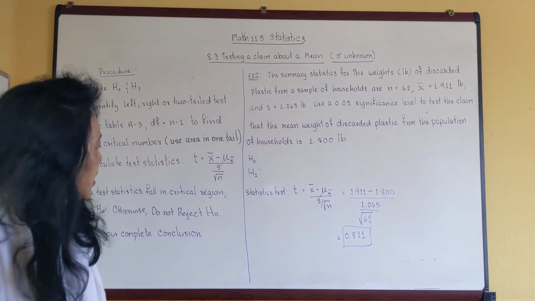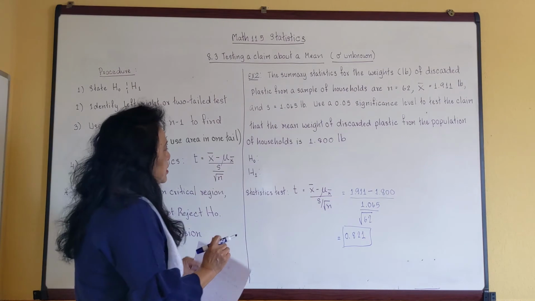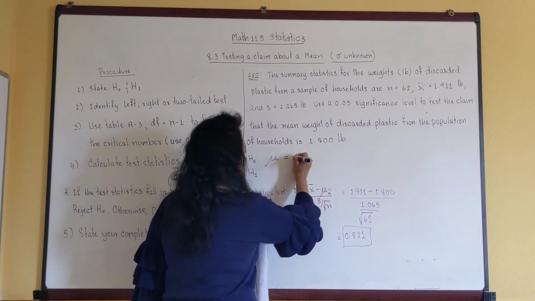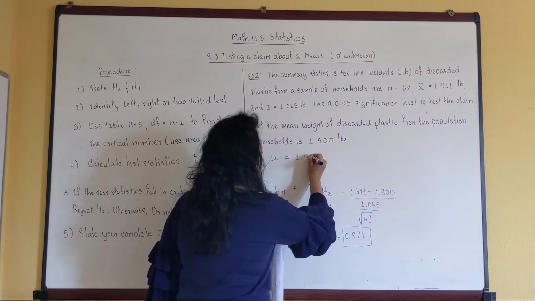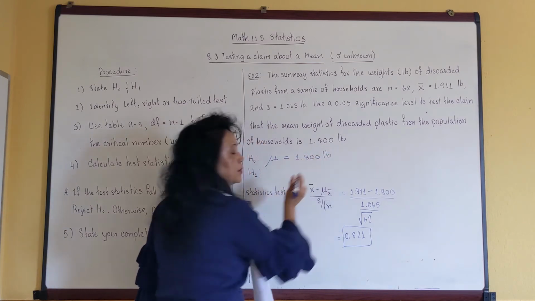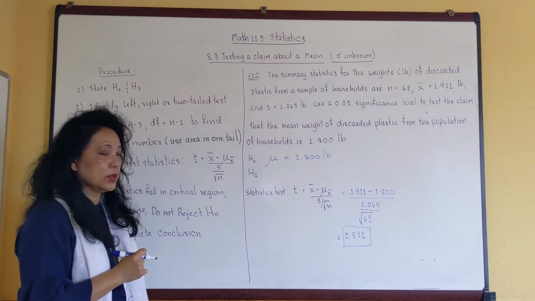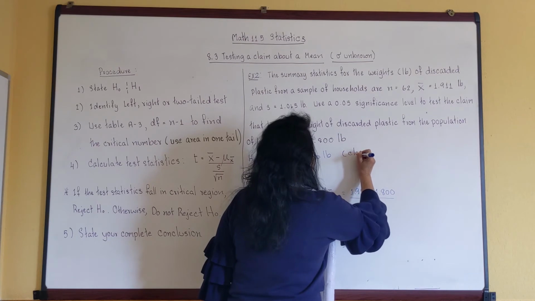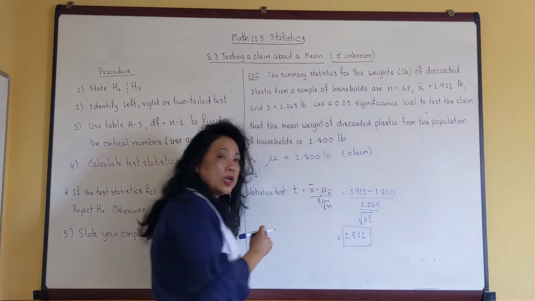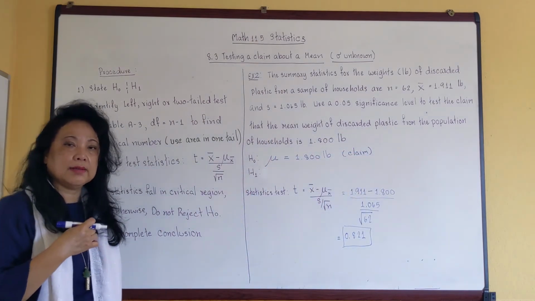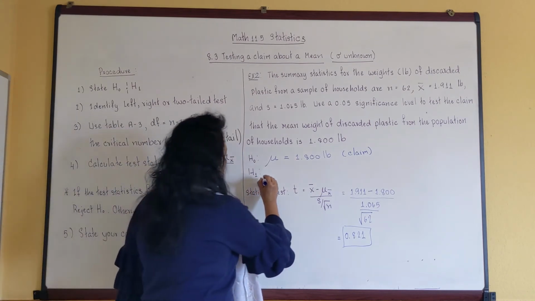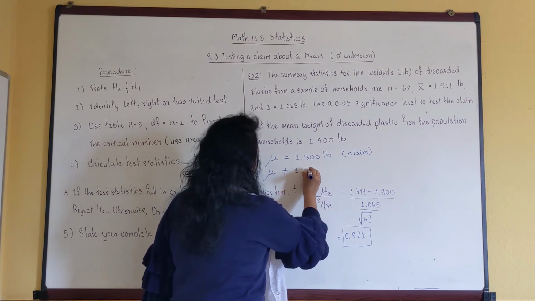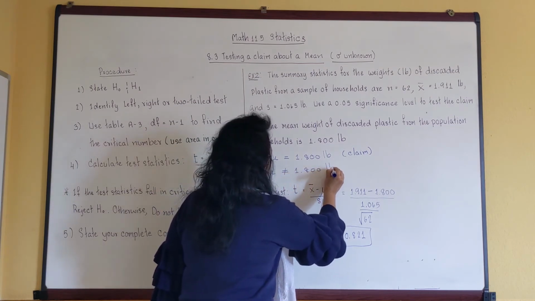Let's look at it. The claim is mu equal to 1.8 pounds. Always equal. So this is your claim. The alternative of the claim will be not equal, so you have mu not equal to 1.8 pounds.